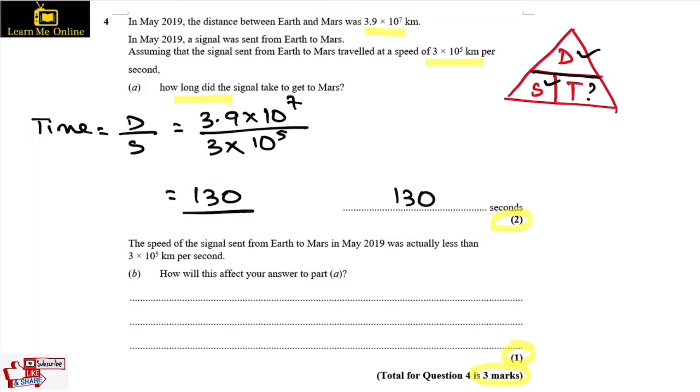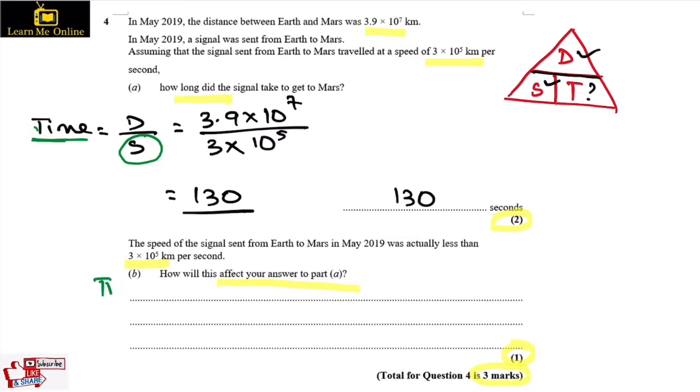Now, the next part says the speed of the signal sent from Earth to Mars in 2019 was actually less than 3 times 10 power 5 kilometers per second. Now, this says that it's not actually the speed, but the actual speed was less than 3 times 10 power 5. How will this affect your answer to part A? Now, clearly we see where the speed is. Speed is here, that's in the denominator. If I reduce the value of the speed, it means that the time would be longer, and it makes sense. If you go somewhere with less speed, it will take you more time to reach there. So how is this going to affect your answer?